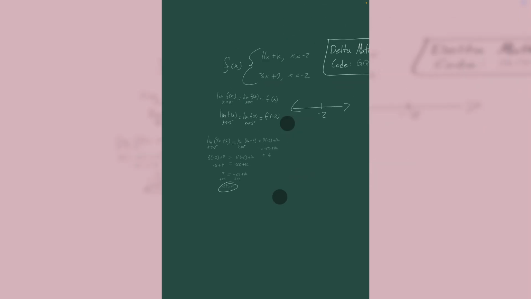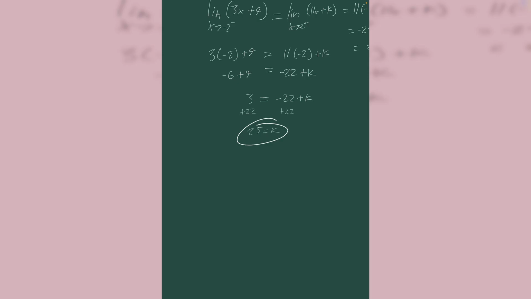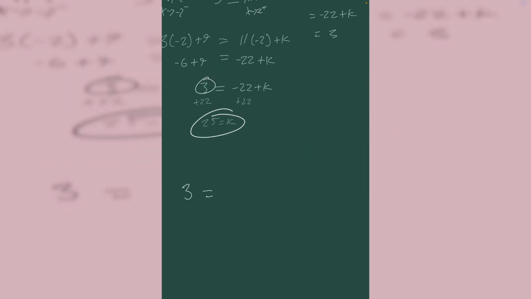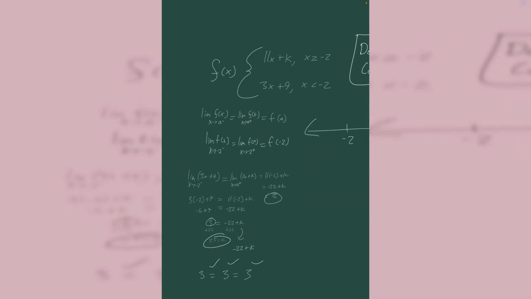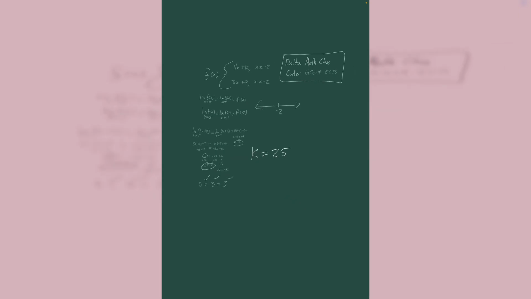Does 25 make all of this continuous? Okay. So we already know that the limit on that side is 3, so that's 3 from the left side. Now let's check this here. Negative 22 plus k, knowing that k is equal to 25, that's also 3. And we just solved this over here. So 3, 3, 3. Yeah, our value k that satisfies and makes this function continuous is going to be 25.